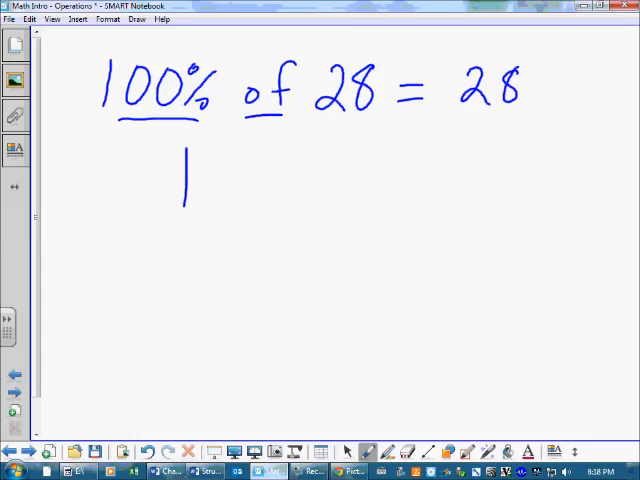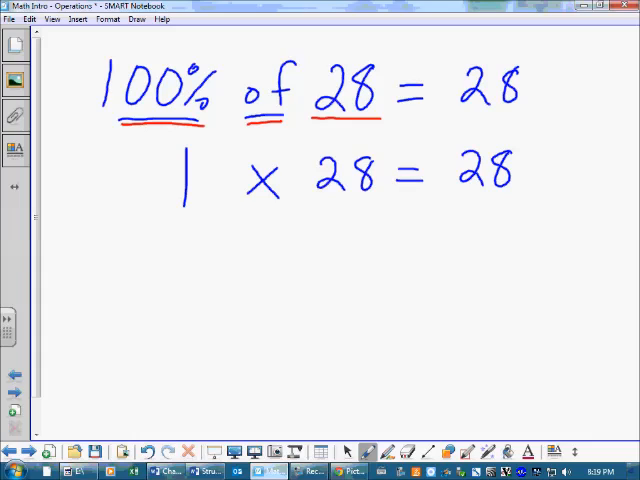A little math vocabulary here: of typically means, not always but often, to multiply. So if we go 1 times 28, what is that? It's 28. So it means the same thing. So virtually when we find percent of a number, we want to know what portion of 1 it represents.